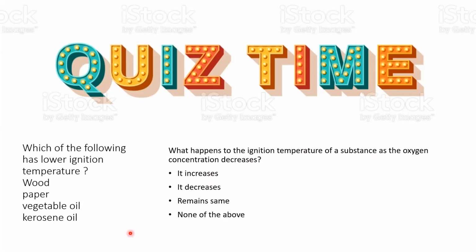So the right answer for the first question is kerosene oil. It catches fire more readily as compared to the other three. So it has lowest ignition temperature. And the answer of the second quiz question is ignition temperature of a substance increases. It increases as the oxygen concentration decreases.